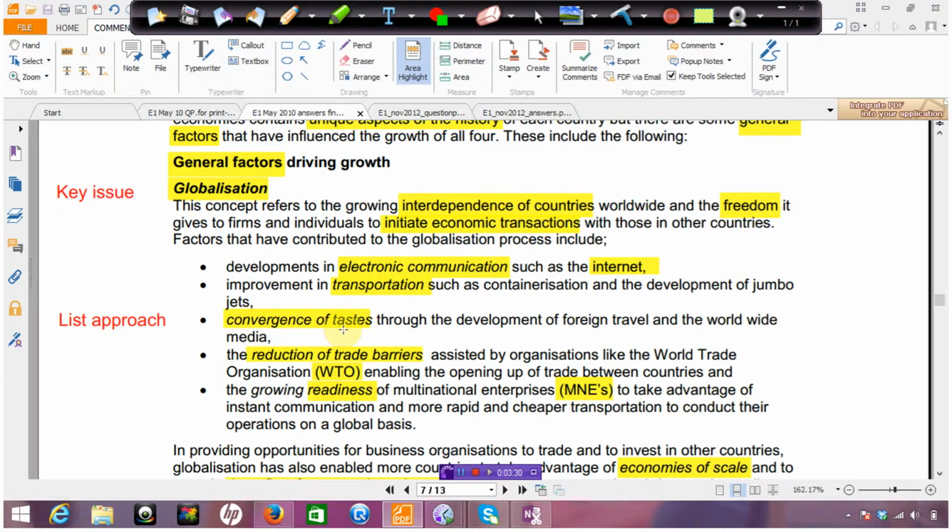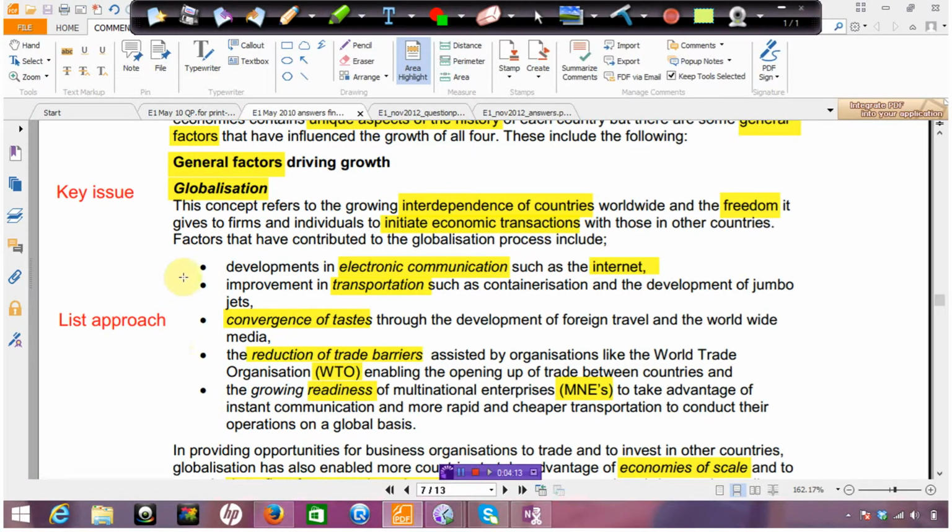The next point is the convergence of taste. Because of ease of travel and indeed the media, you'll find that people's tastes are converging. So there is a demand for a multitude of different types of goods and indeed services across the world. The next point they mention is organizations such as the WTO, who have done a lot of work to reduce barriers between countries. If you imagine that these barriers 50, 60, 70 years ago would have been much higher, the chances of trade between countries via globalization would have been much less.